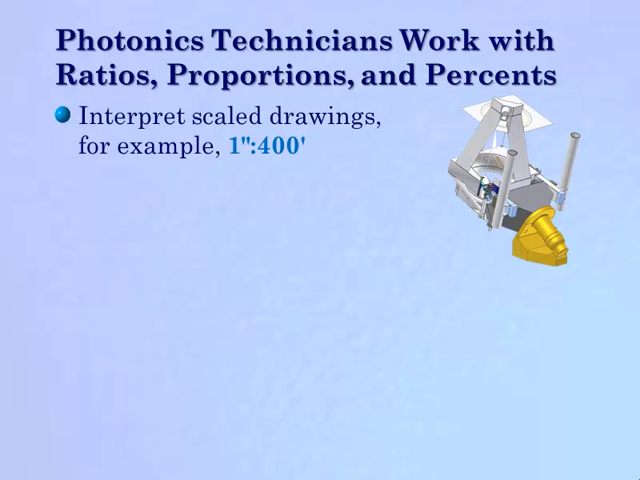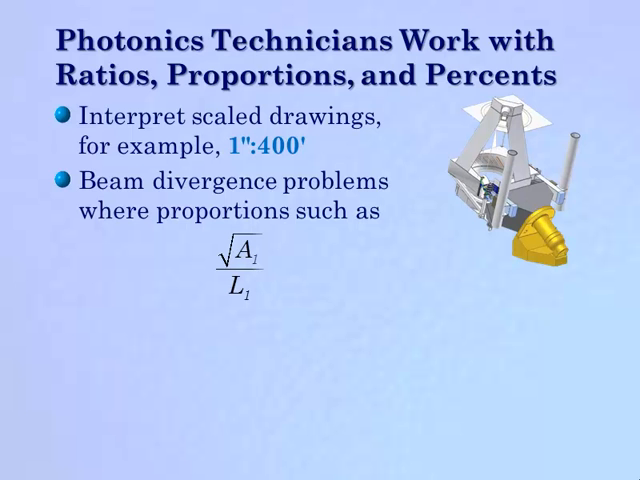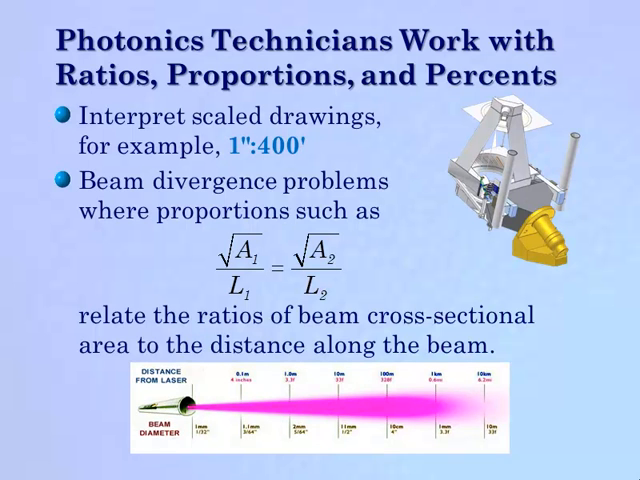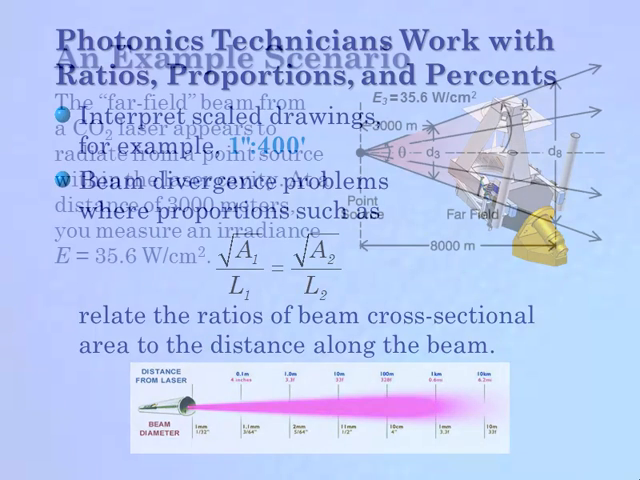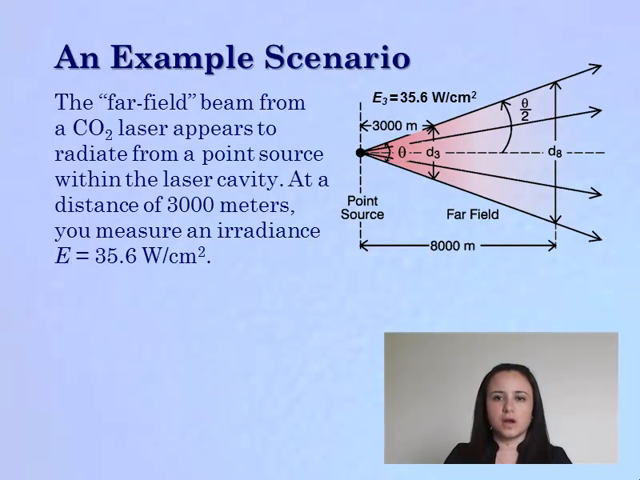to 400 feet. Or in beam divergence problems like this one, you'll have a formula of the square root of A1 over L1 is equal to the square root of A2 over L2 that relate the beam's cross-sectional area to the distance along the beams. So here's an example scenario that photonics technicians might encounter.